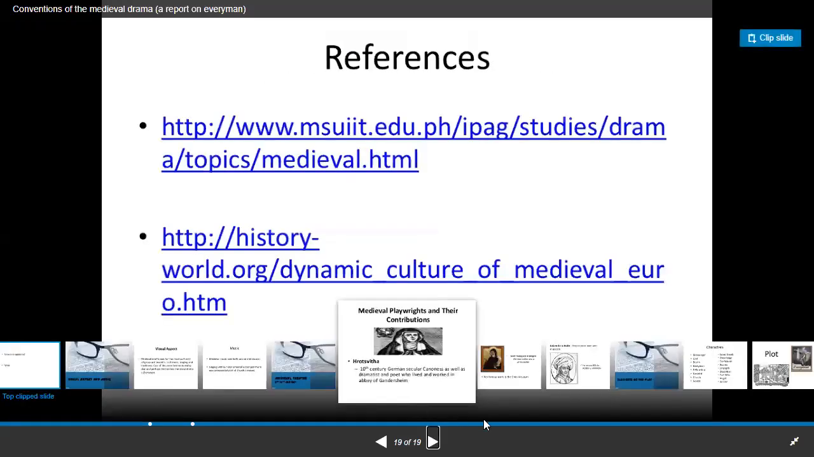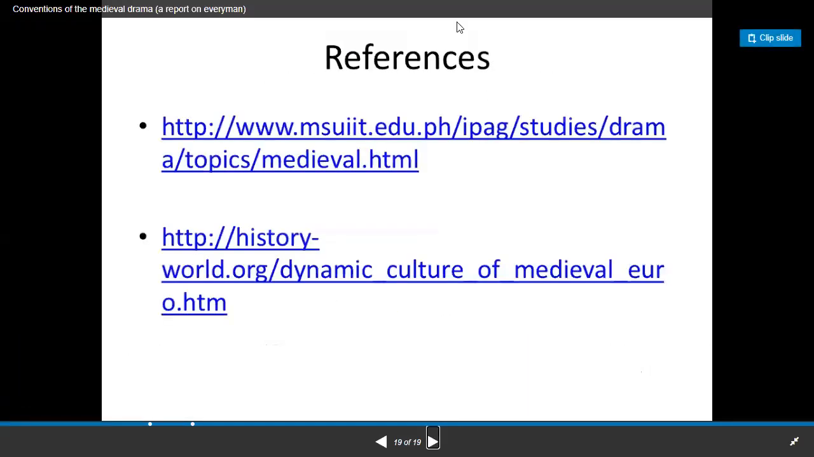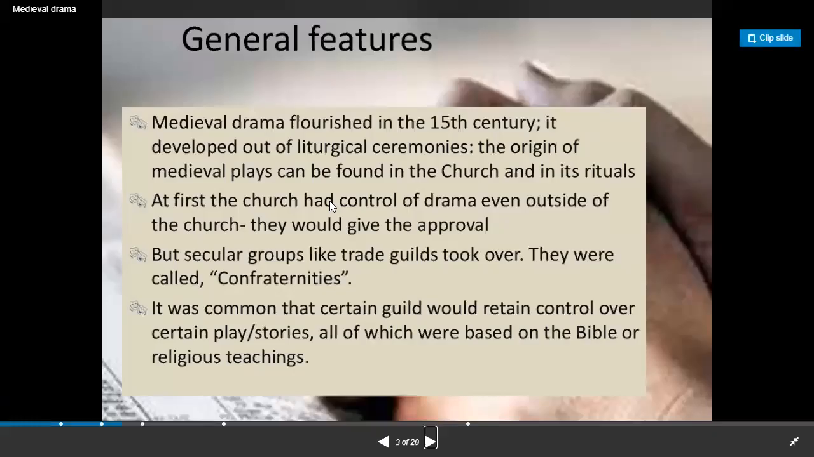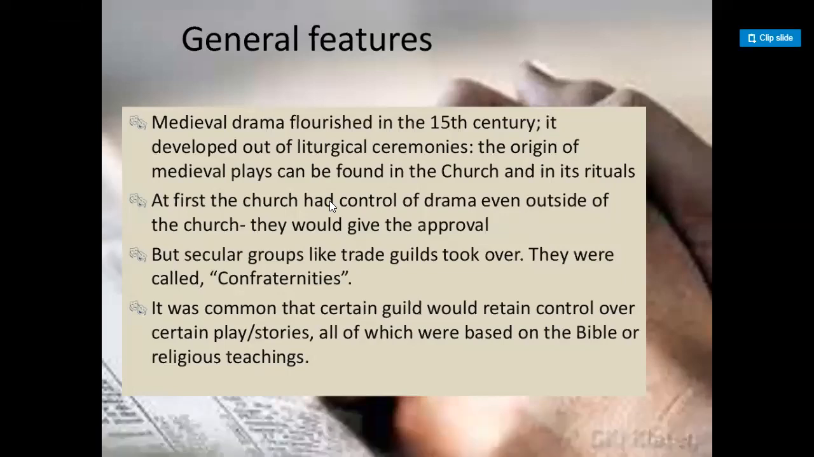So these are my references. Let's move on to another part of this play. Here we go: the general features of medieval drama. Medieval drama flourished in the 15th century and developed out of liturgical ceremonies. The origin of medieval plays can be found in the church and its rituals. If you remember, in the earlier lecture we talked about liturgical plays, the five types of plays, in which people are given instructions on how to talk, and religious culture is displayed.